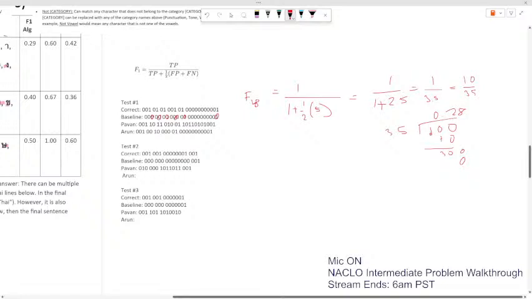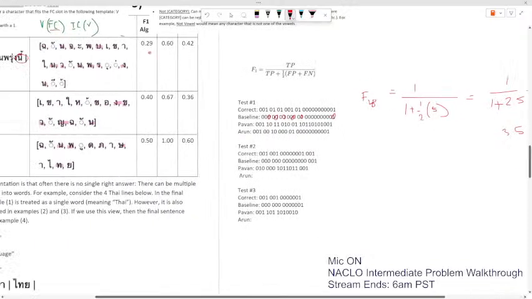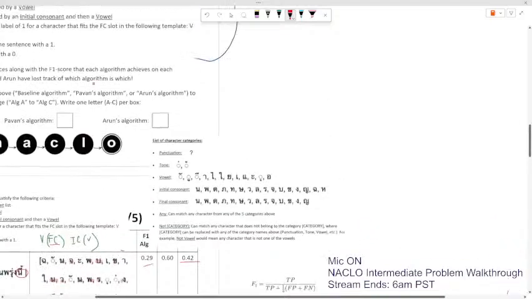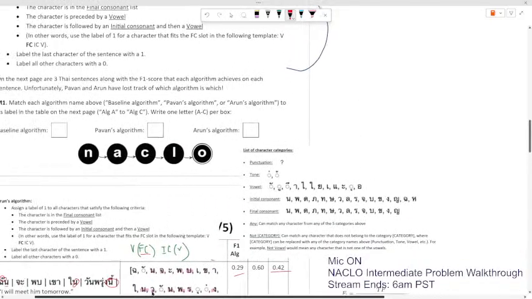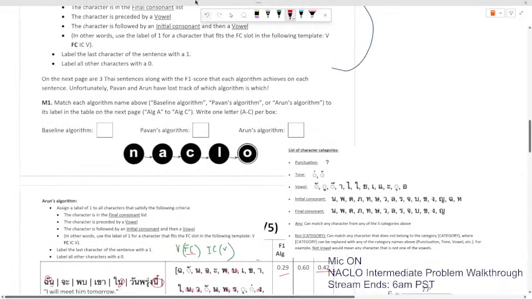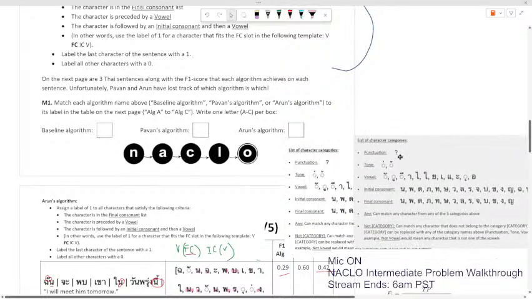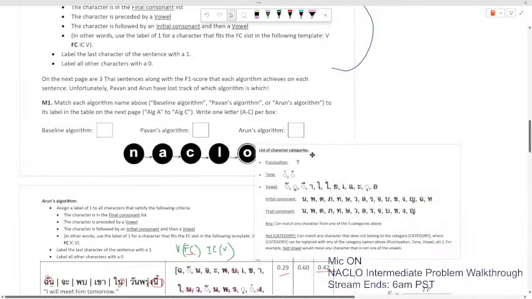Did I do something wrong? I think it's fine though, because 0.29 and 0.42 are so far away from each other. This is definitely the baseline. Baseline is algorithm A is baseline.